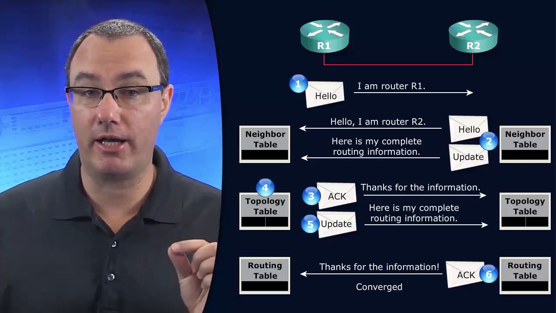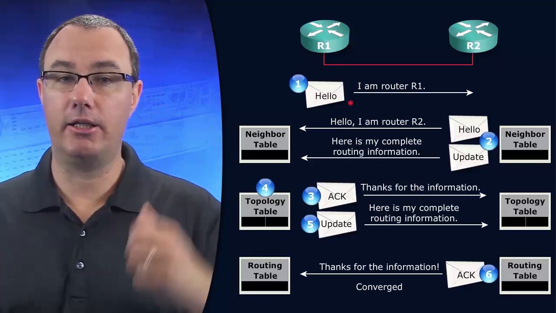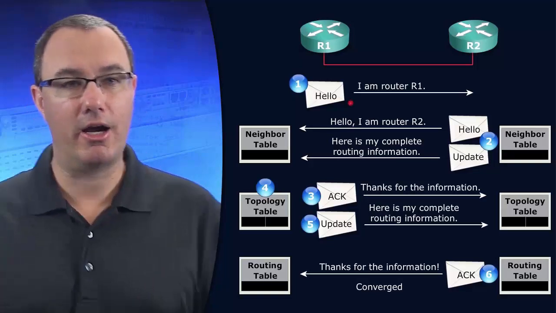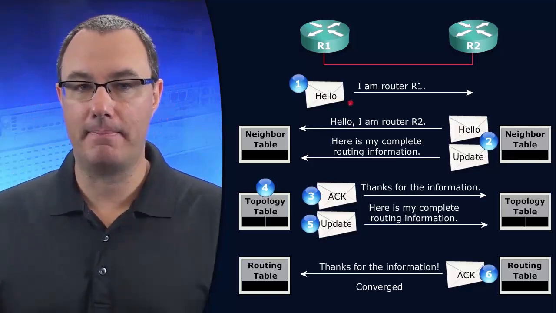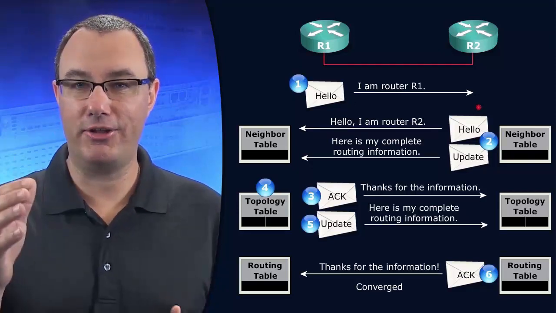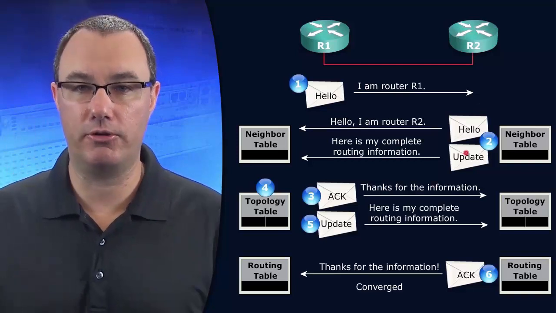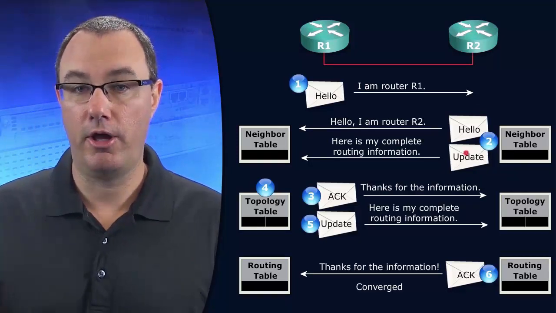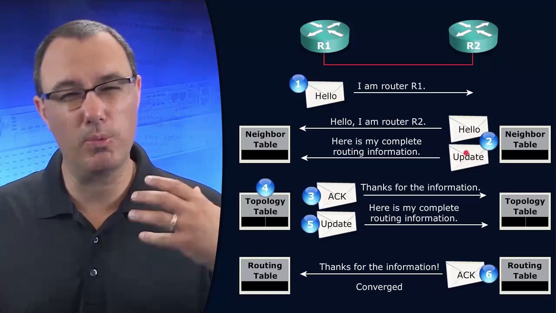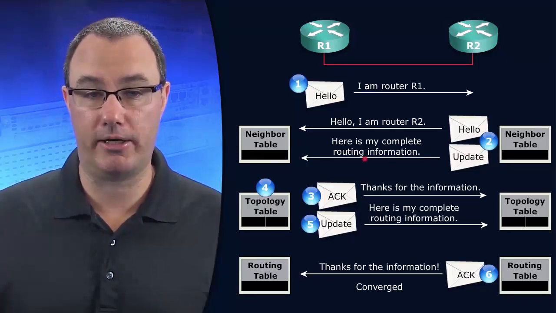Well, here we've got the top 2 packets in action. A hello says, hey, I'm router 1. Here I am. An adjacent router says, okay, I see you, right back at you, and I'm going to share with you my routing information. So we really quickly send our routing information over to the other router.